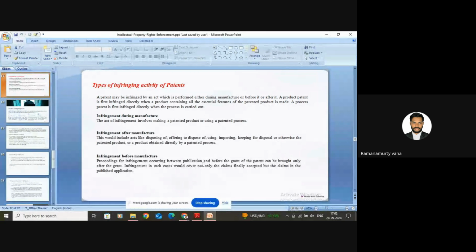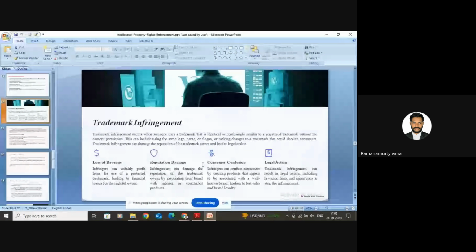This is with regard to acts occurring between the publication and before the grant of the patent. As I told yesterday, you can apply within 12 months. After that, you can submit the entire publication with the concerned patent office, and then they should grant the patent. During that period also, anyone can try to infringe the patent.